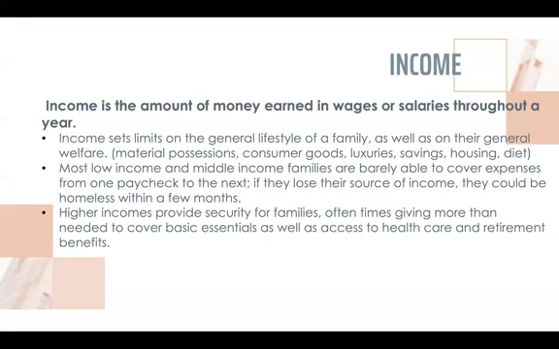We know that those that have higher incomes are able to provide a stronger sense of security for their families, oftentimes being able to cover beyond the basic essentials that we see lower and middle income families being able to align with when it comes to how we're making sense of their earned wages and salaries that exist throughout a year.